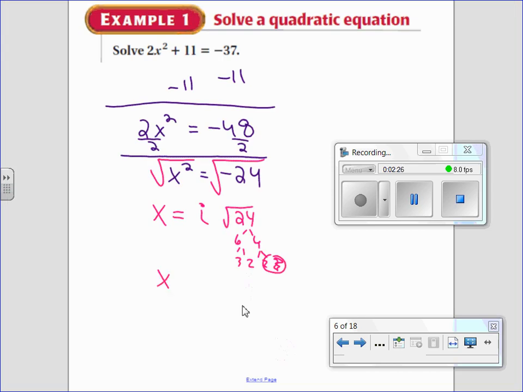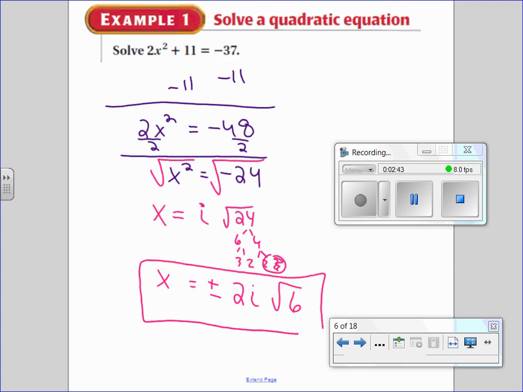The way you write that, you want your positive or negative, because you did use a square root. You want the 2 written first and the i written next. I think they just do that so it looks nice. It would be weird writing i2, but 2i looks a little bit nicer. And then you're going to have radical 6 still in jail. So it's plus or minus 2i radical 6. Any questions on that one?